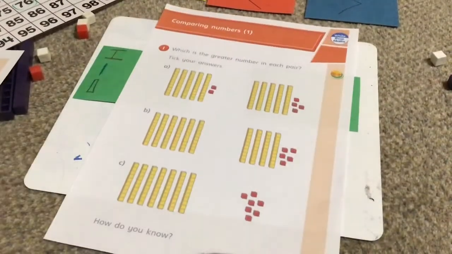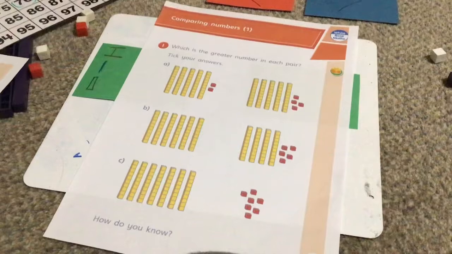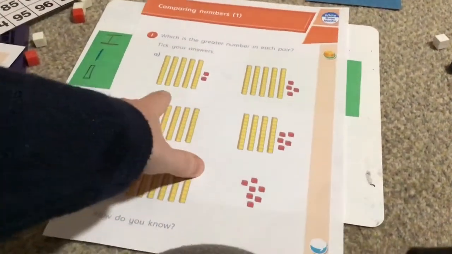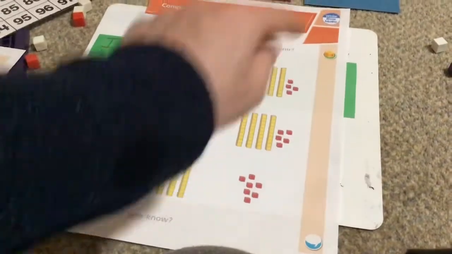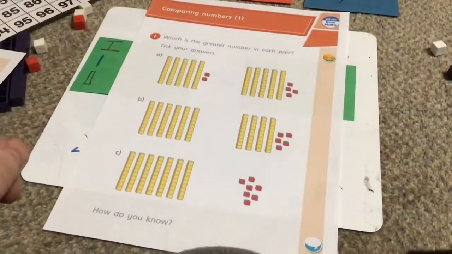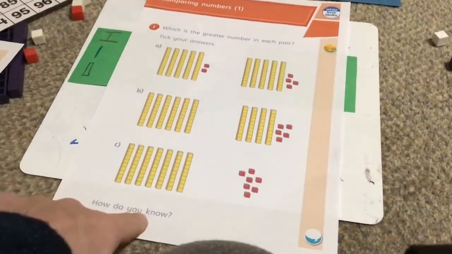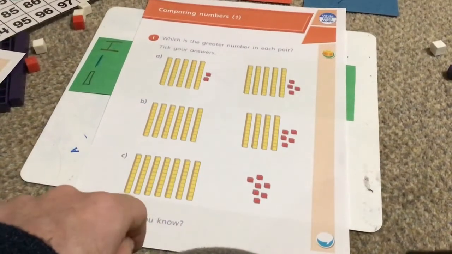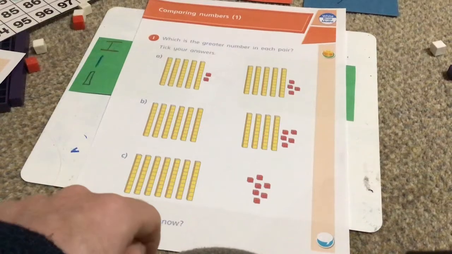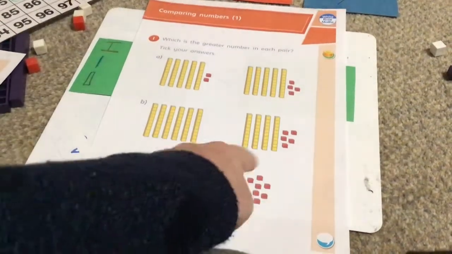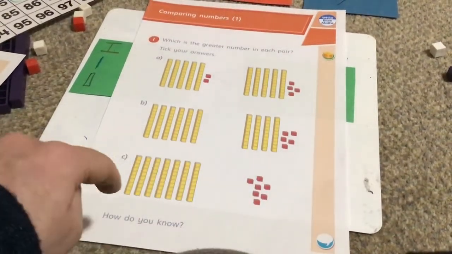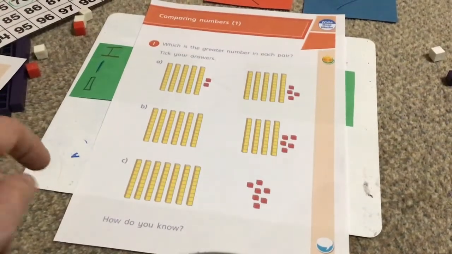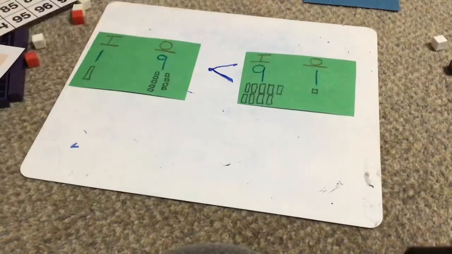So all you have to do in the first one is tick which number is greater. So if I were you, what would help me would be to write the number underneath. I'm going to tick the one that is greater than the other one. How do you know? Well, we've talked about that. Think about your tens. One number might have more ones, but if the number has more tens than the other one, that has the greater value. So think about your tens really carefully.